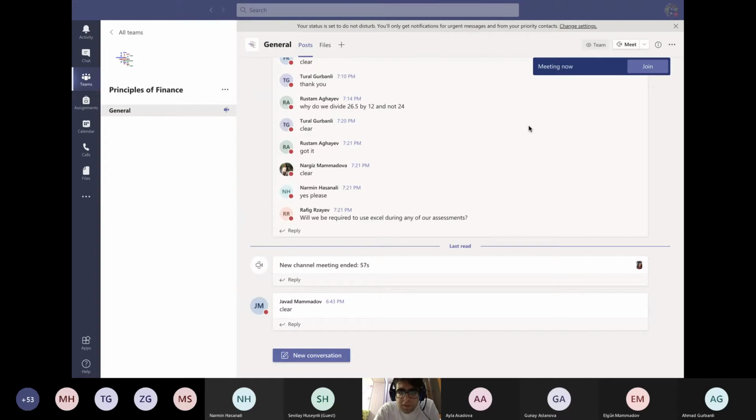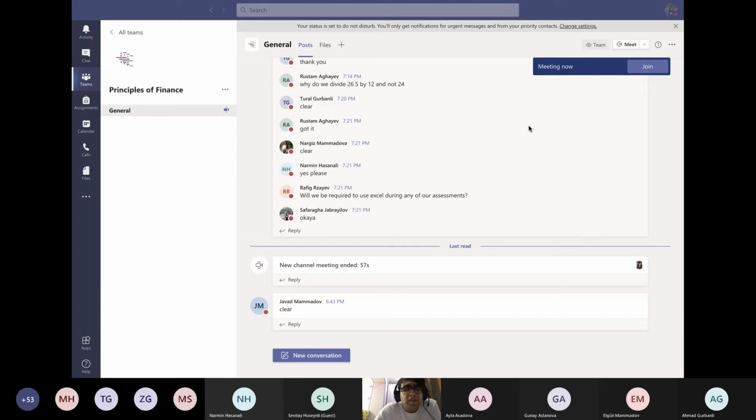Will we be required to use Excel during any of our assessments? It's up to you. If it's take home, you can use Excel. We use Excel for calculation. There will be no separate Excel exam. No.